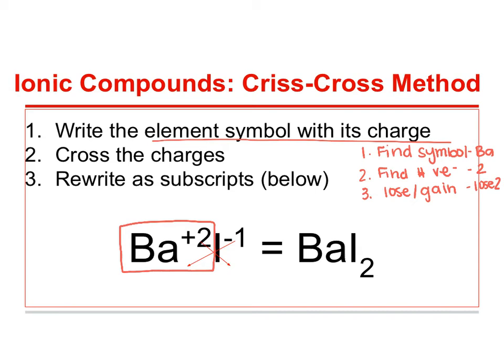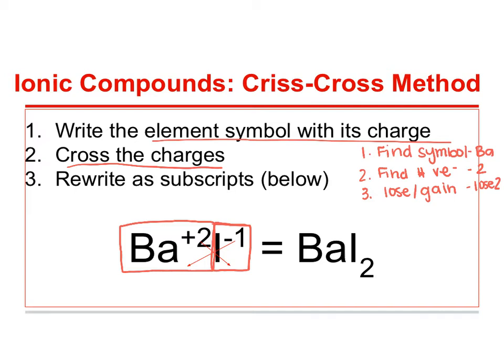My second element is iodine. So find my symbol I. It has 7 valence electrons. So it can either lose all 7 or gain 1. Gain 1 is going to be easier. So when you gain 1, you become a -1. So that is where this piece here comes from. Instead of drawing all that out, we're doing it in our head. Okay, the new part now is that we're going to cross the charges.